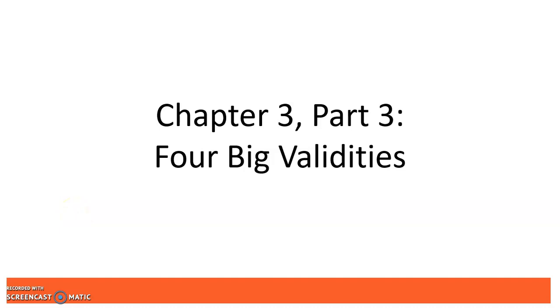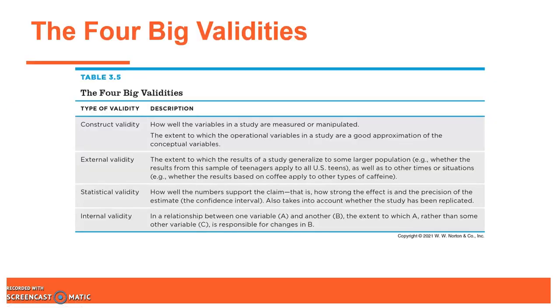Okay, here is Chapter 3, Part 3, final installment. We're going to talk about the four big validities. Okay, and these will pop up throughout the semester. We have construct validity, external validity, statistical validity, and internal validity.